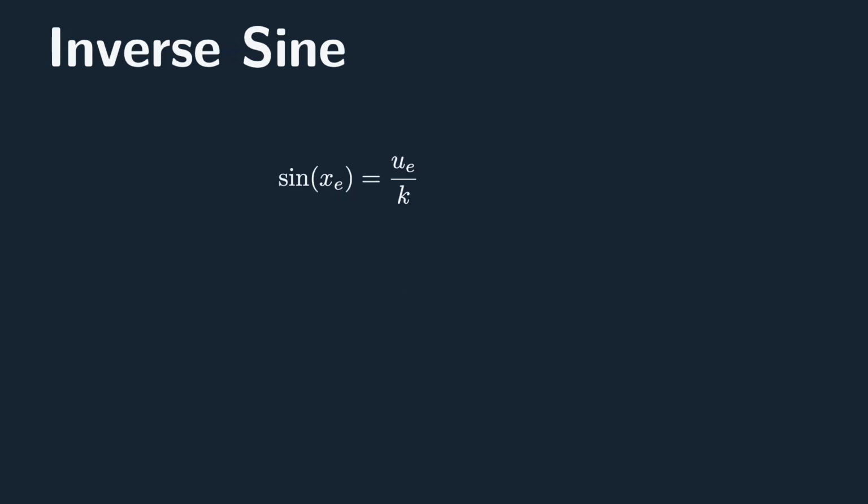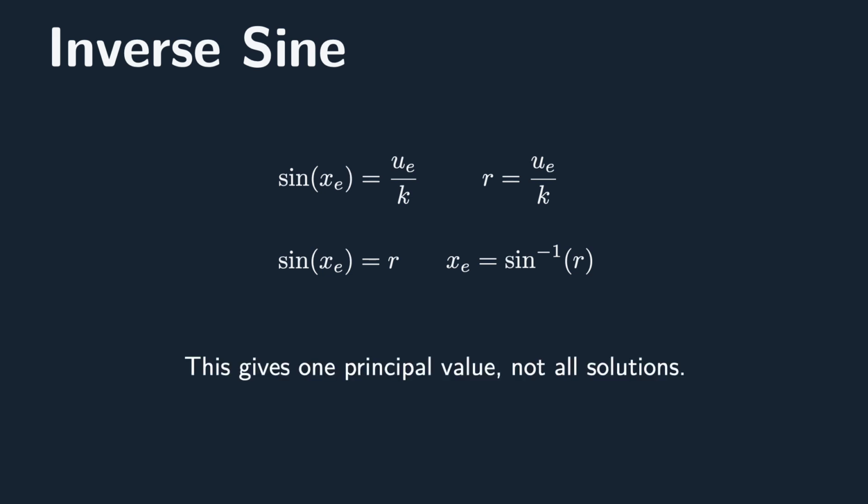To make the equation easier to discuss, we define r equals ue over k. Then the equilibrium equation becomes sine of xe equals r. A natural first step is to apply inverse sine and write xe equals sine inverse of r. This is useful, but it only gives the principal value. In other words, sine inverse r gives one selected value of xe whose sine is r. But the original equation, sine of xe equals r, is asking for all values of xe whose sine is r.